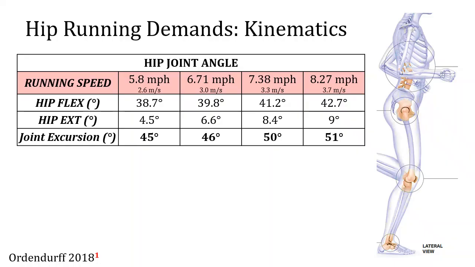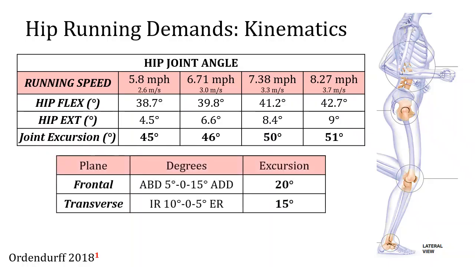So the hip is going to go through anywhere between 45 to 50 degrees during the running gait. And then we have flexion necessary at around 43 degrees at maximum. And then hip extension, again, as you run faster, you can see that there's going to be more and more hip extension that is going to be necessary.